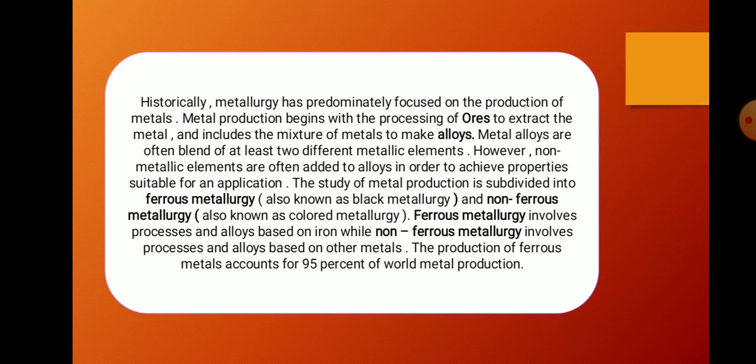The study of metal production is subdivided into ferrous metallurgy, also known as black metallurgy, and non-ferrous metallurgy, also known as colored metallurgy. Ferrous metallurgy involves processes and alloys based on iron, while non-ferrous metallurgy involves processes and alloys based on other metals. The production of ferrous metals accounts for 95% of world metal production.